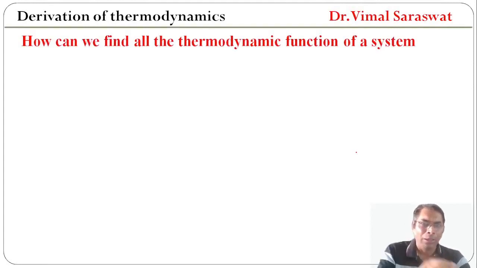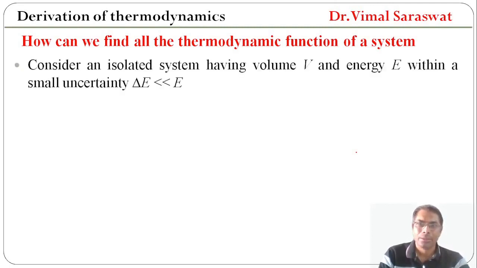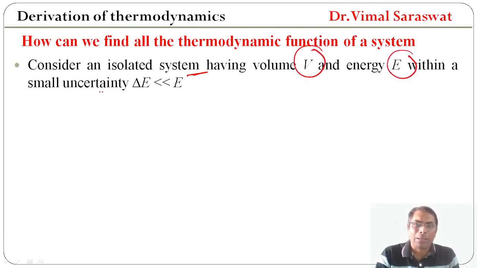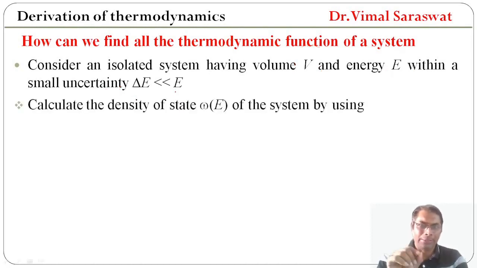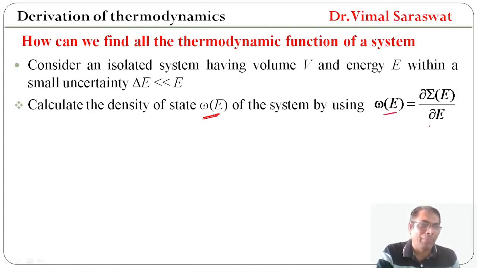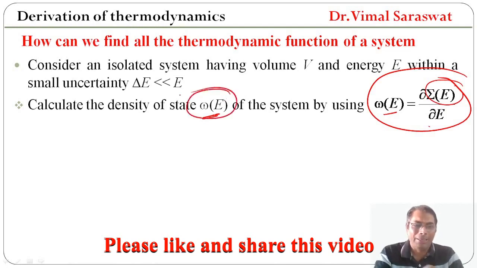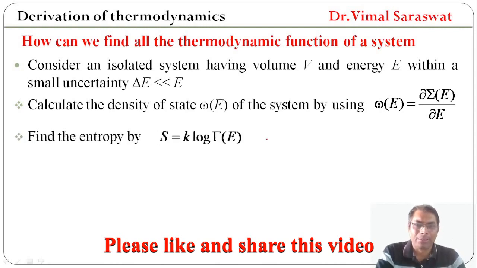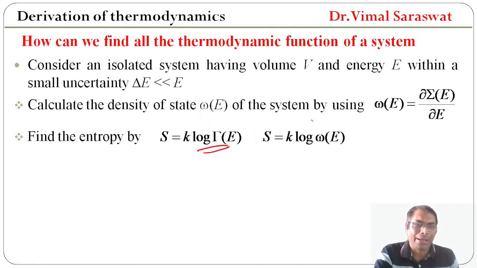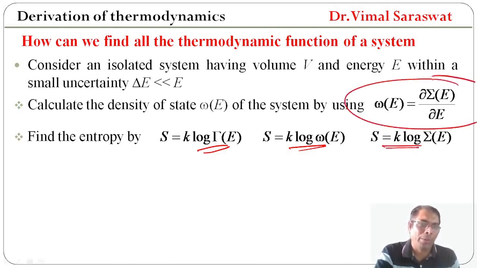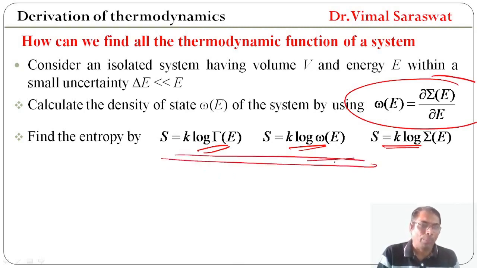Now, how can we find all the thermodynamic functions of a system? For this, we consider an isolated system having volume V and energy E within a small uncertainty ΔE, which is very much less than E. Now, calculate the density of states ω of the system by using ω = ∂Σ/∂E. So, by using this relation, we can calculate the density of states ω(E) of the system. Now, we find the entropy by using S = k log Γ(E), S = k log ω(E), or S = k log Σ(E). So, here we obtain the value of ω(E), and by using any one relation from here, we obtain the value of entropy.